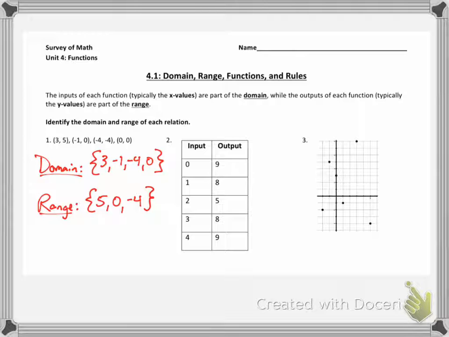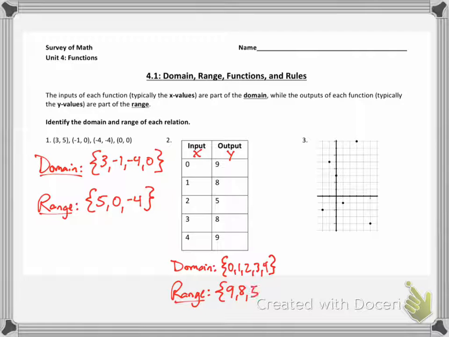The second way you can pull it from is from a typical XY input-output table. Again, your input is your x, your output is your y. If your input is x, that means all the values in the x column would be your domain. So your domain would be the 0, 1, 2, 3, 4. Your range would be the y column. So again, we have some repeating values there. I'm only going to pull out the 9, the 8, and the 5. I do not need to write the other 8 and the other 9 again.